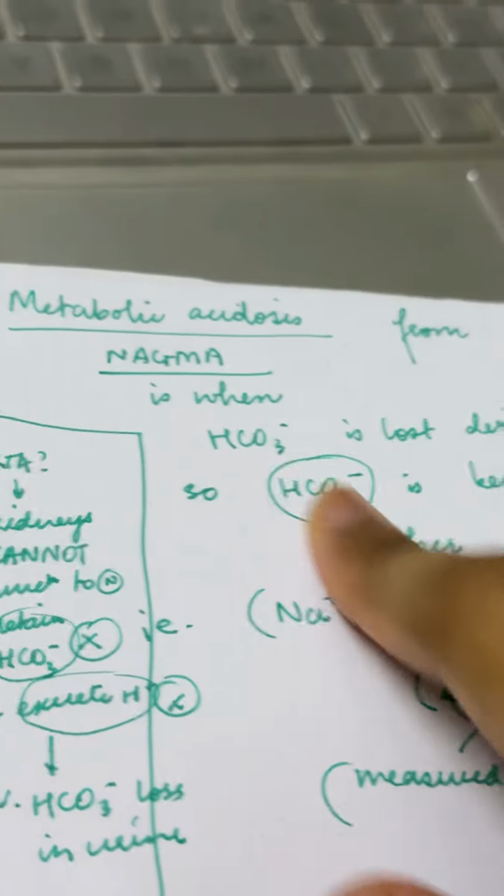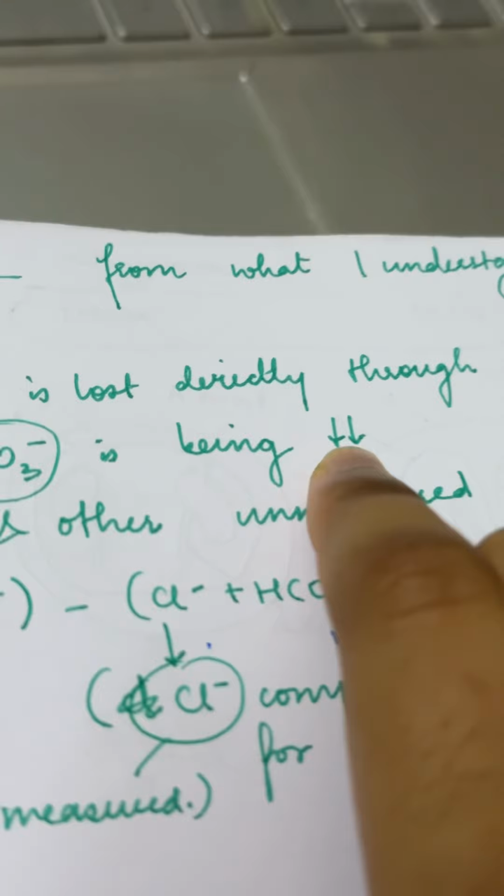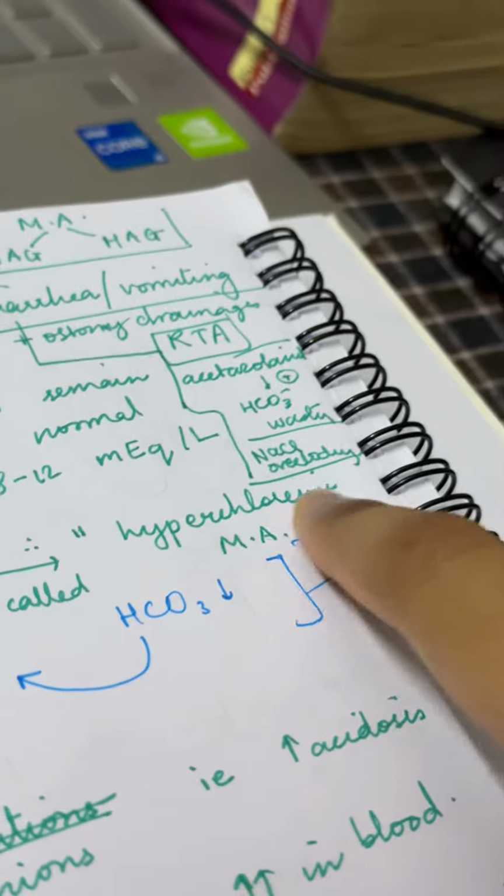Metabolic acidosis is basically loss of bicarbonate, right? Could be because of losses like diarrhea, vomiting, or a colostomy. This drop in bicarbonate is actually being compensated by chloride. So chloride increases. And this is called hyperchloremic metabolic acidosis.